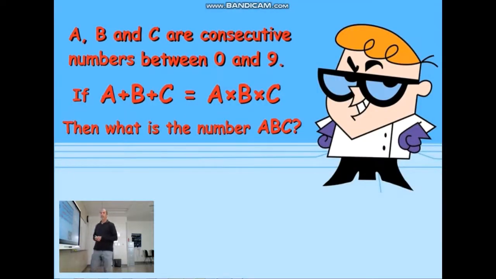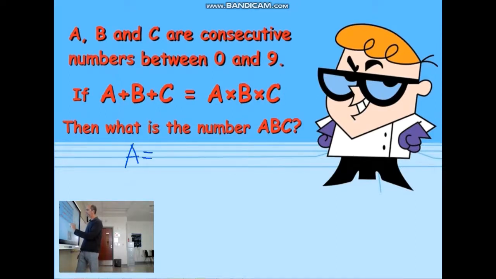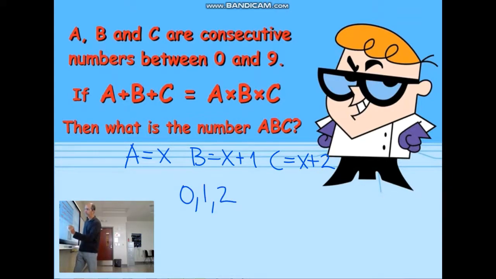And that's the end of section 2.3. Did you find the answer for this puzzle yet? Well, my suggestion is you can try to calculate. You can say A equals X, B equals X plus 1, and C equals X plus 2, right? So we have 3 consecutive numbers. But my suggestion is to try a few combinations. Let's say 0, 1, and 2. Then 0 plus 1 plus 2 is 3, and 0 times 1 times 2 is 0. That means no, it's not the right answer.